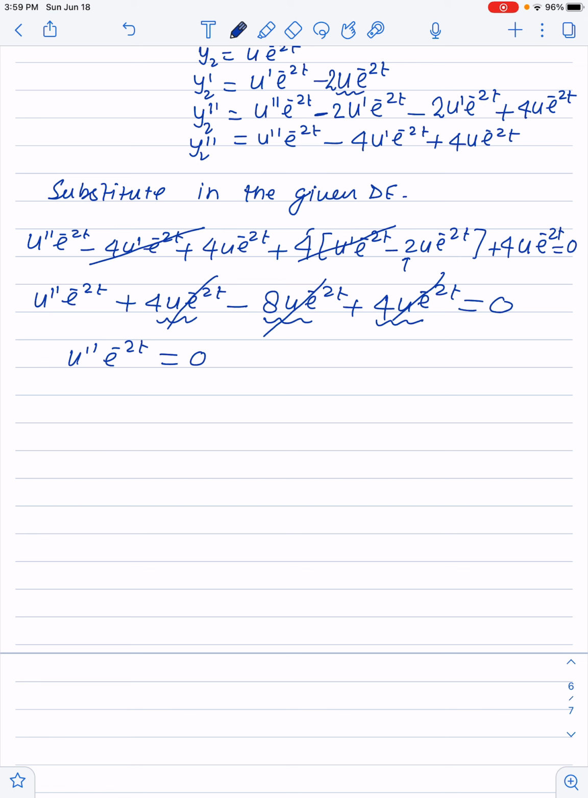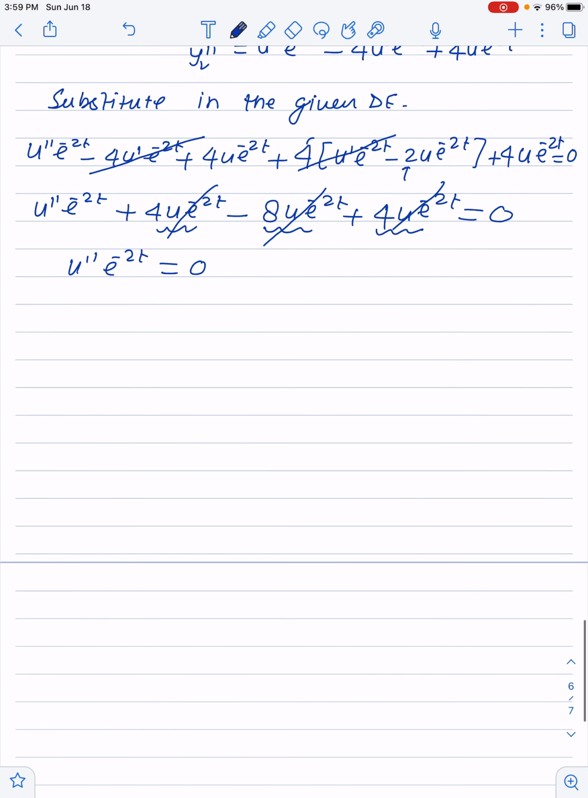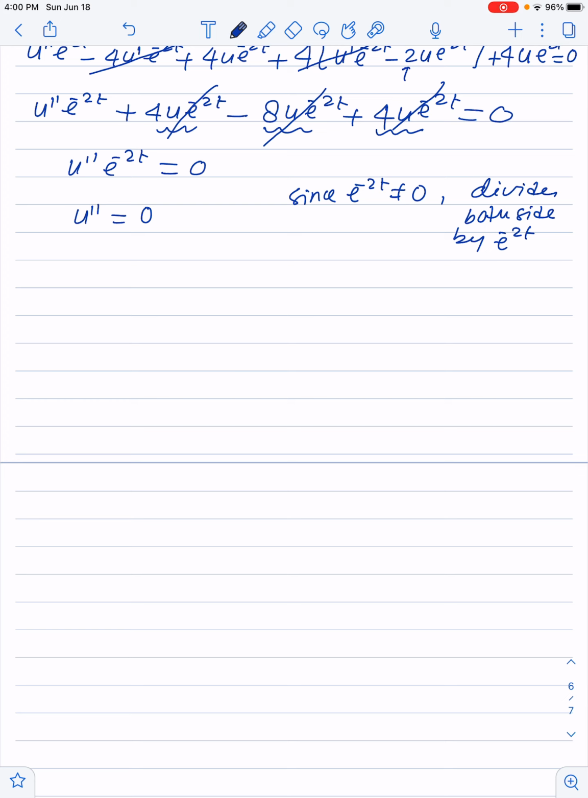All right, so since e to the negative 2t is not equal to 0, we can divide both sides by e to the negative 2t to get u double prime equals 0, or you can keep it as it is. Since e to the negative 2t is not equal to 0, I'm dividing both sides by e to the negative 2t. So it will be u double prime equals 0.